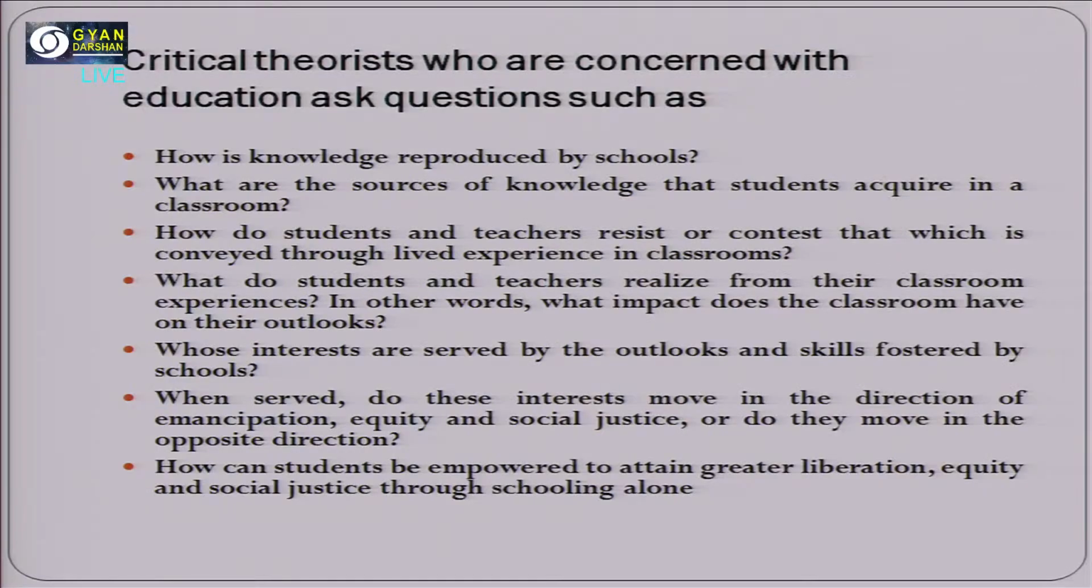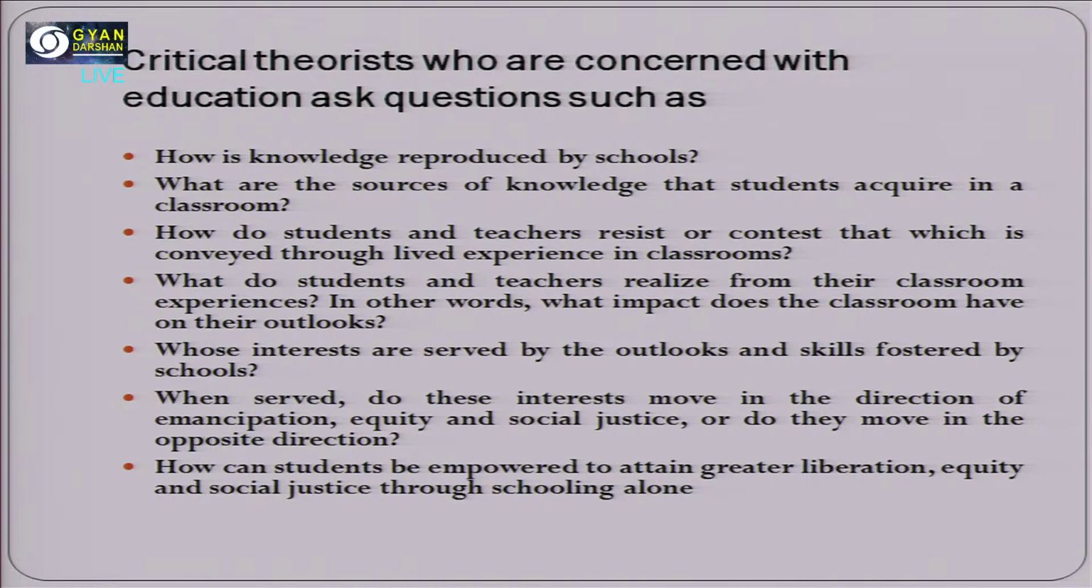So now whose interests are served by the outlooks and skills fostered by schools? The next critical theorist concern is, whose interests are we fostering in the classroom? Whether the skills that are being learned by the student in the classroom are actually going to be utilized in the social setups, or when we are expecting the student, after finishing a certain class, to use them. Now we have the national skills framework also coming up so as to foster skills. So when we are talking about the outlooks, we are talking about what is the interest of the others.